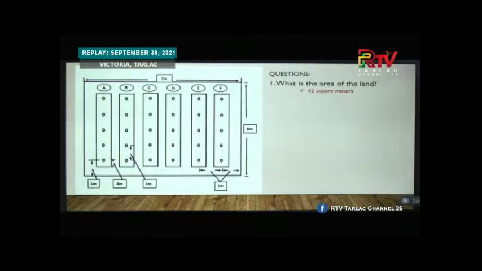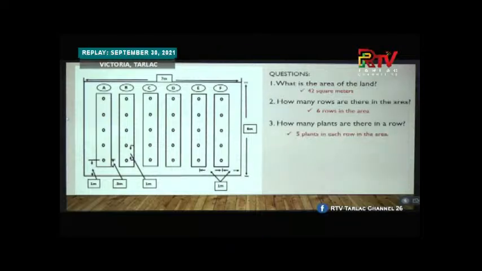Question number 2. How many rows are there in the area? Correct! There are 6 rows in the area. Question number 3. How many plants are there in a row? Very good! There are 5 plants in each row in the area. Question number 4. How many plants are there in the area? That's correct! There are 30 overall plants in the area.